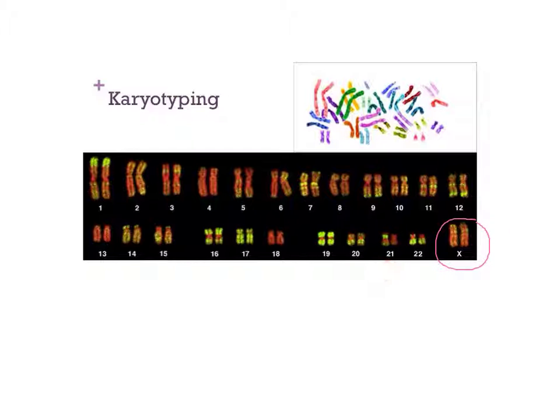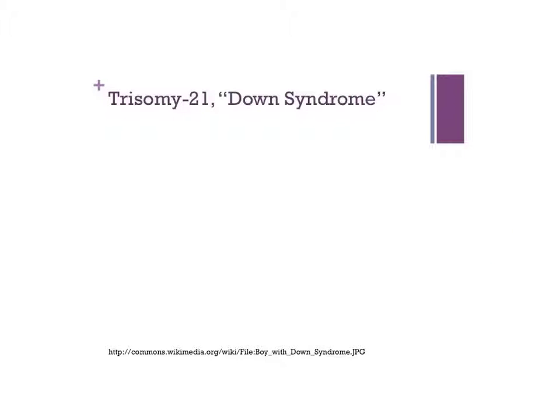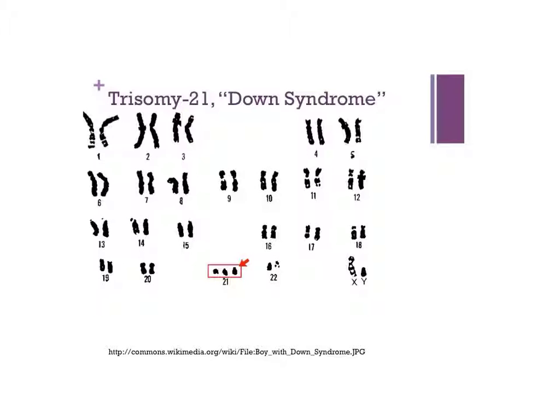However, every now and then, an individual inherits a third chromosome in one of the pairs. In this case, it's on the 21st chromosome. So trisomy 21, otherwise known as Down syndrome, is a genetic abnormality in which an individual has an extra 21st chromosome. This happens to be the most common chromosomal abnormality in humans, occurring at the rate of 1 in every 691 babies in the USA.